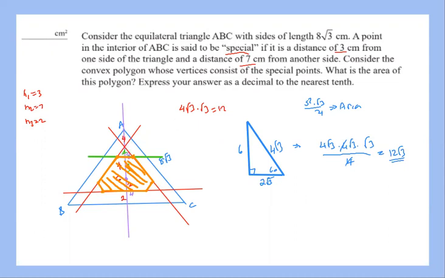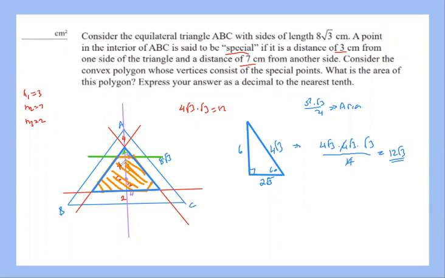I'll just highlight that part. So the region that I got so far is this part, this equilateral triangle. And then what I'm going to do is subtract the small ones on those 3 corners from 12 root 3 to get what I want.